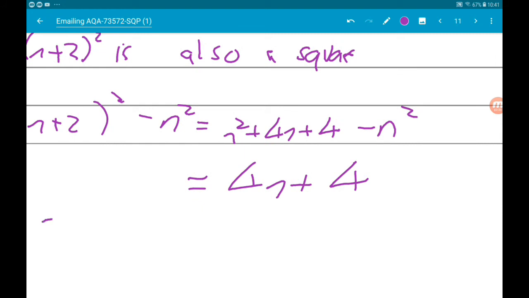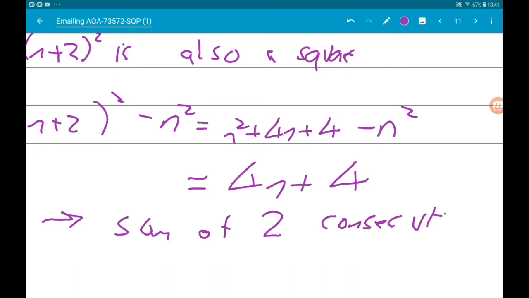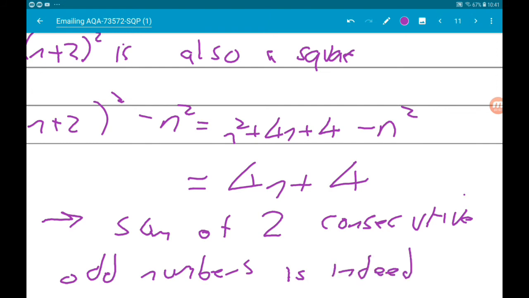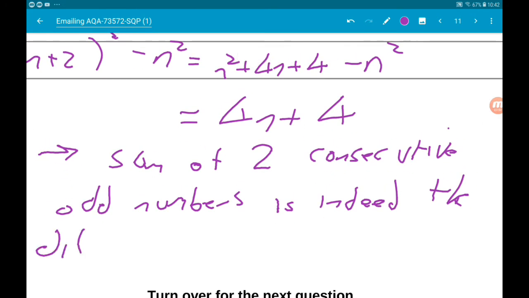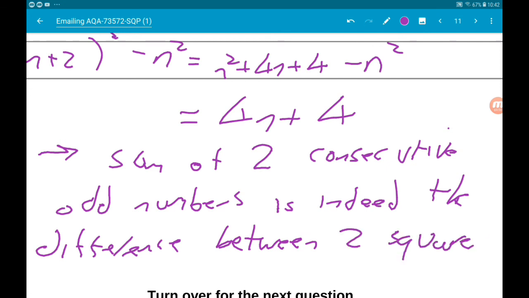So the sum of 2 consecutive odd numbers is indeed the difference between 2 squares. Cool.